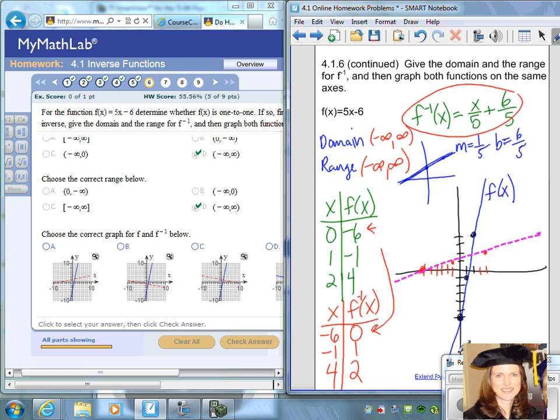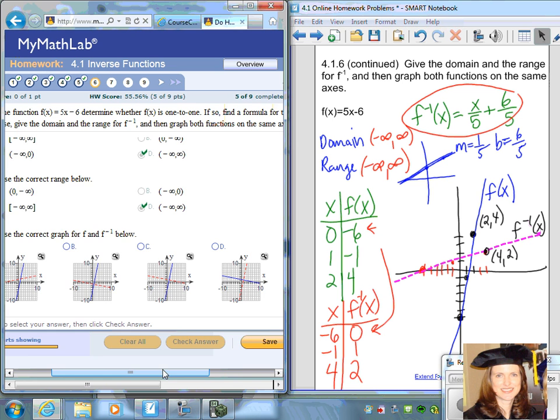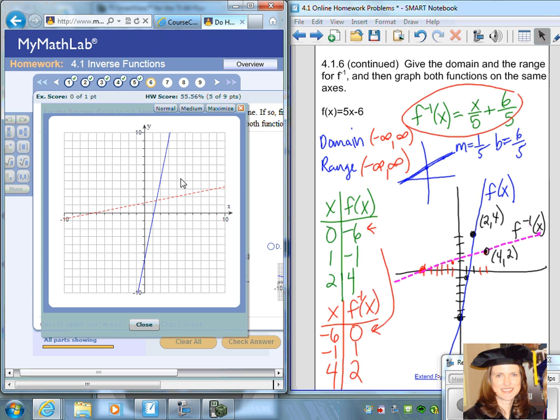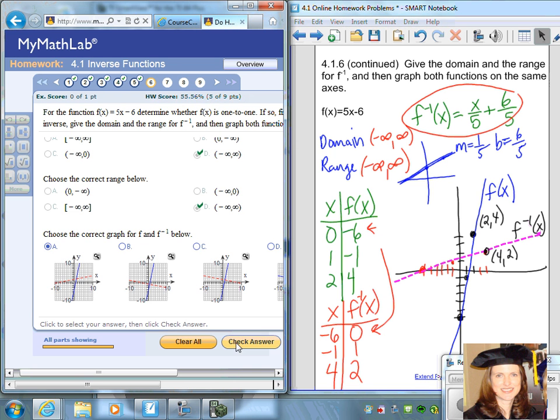And there's always this correspondence that the points on the original function, for example, this point 2 comma 4, if you reverse the order, you're going to get a point 4 comma 2 that's on the inverse function, f inverse of x. So out of the choices that we have here, it does appear that choice A is the best answer for graphing both the function and its inverse.